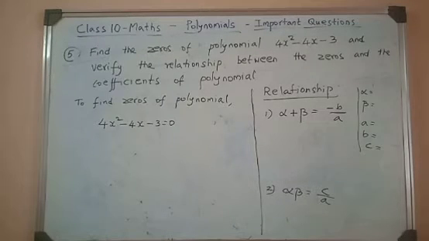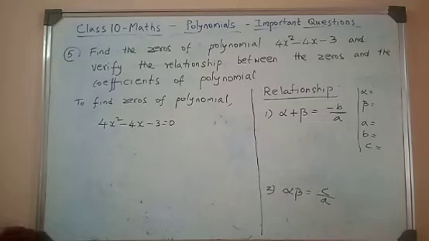So in this question, this is also similar to the previous question. Here also we have to find the zeros of polynomial 4x square minus 4x minus 3, and you have to verify the relationship between the zeros and the coefficients of polynomial. So here also we have two parts. First you have to find zeros of polynomial, then you have to verify the relationship. Let us find the zeros of polynomial by factorizing using the middle term splitting method.